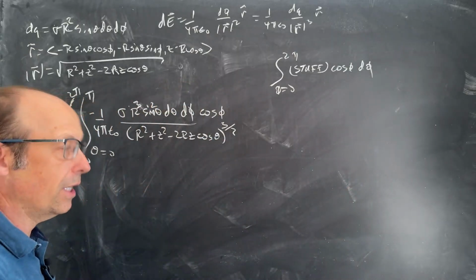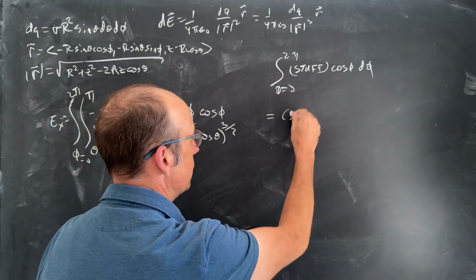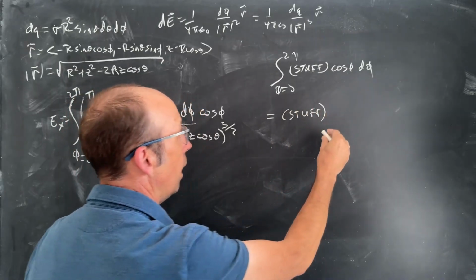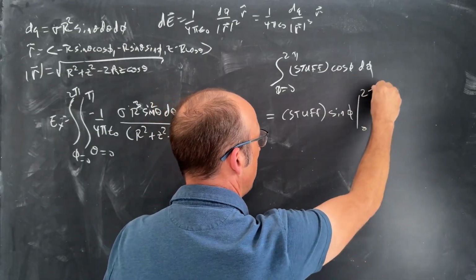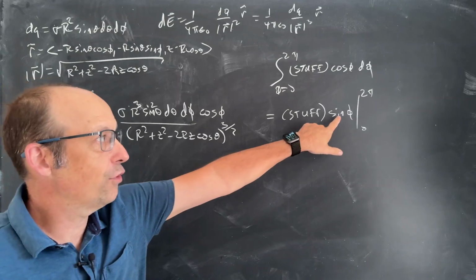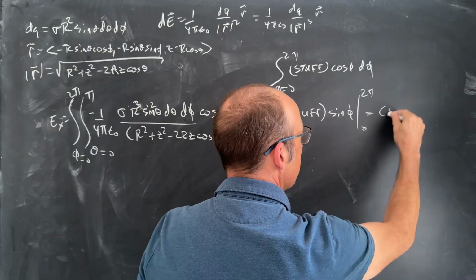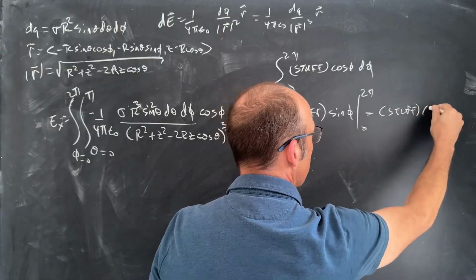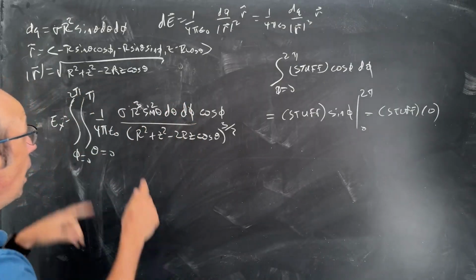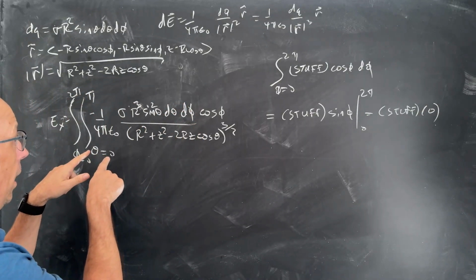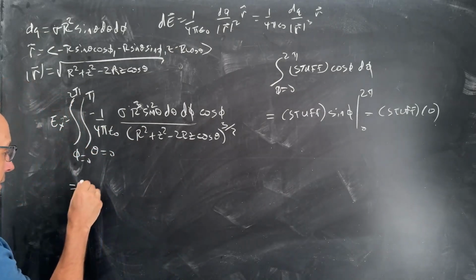If you had to do that, what would you get? Well, I can integrate that, and that's going to be equal to, stuff is still an integral. This is stuff. And then I get sine of phi from 0 to 2 pi. But sine of 2 pi and sine of 0 are the same. So when I do the limits of integration, I get stuff times 0. And stuff times 0 is 0. So now I'm integrating from theta is 0 to pi of 0 d theta. And that is 0. So this is 0.